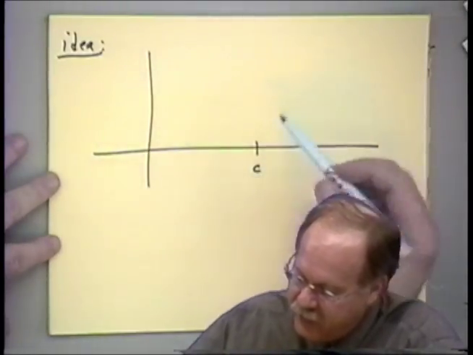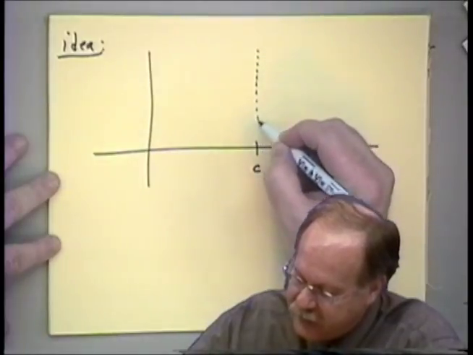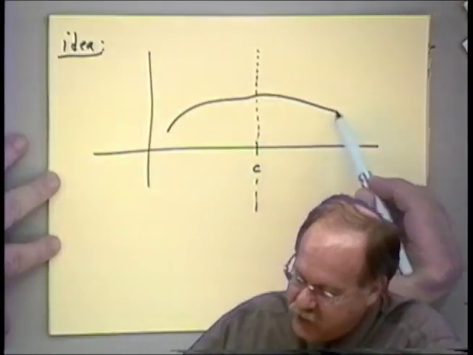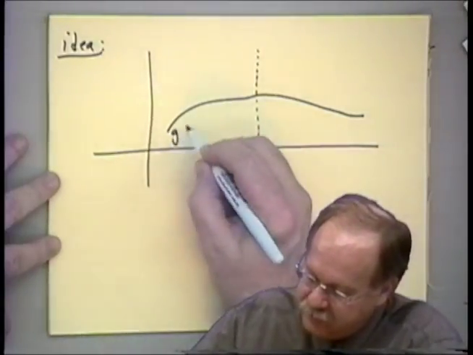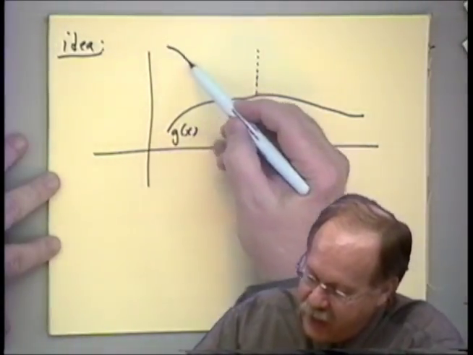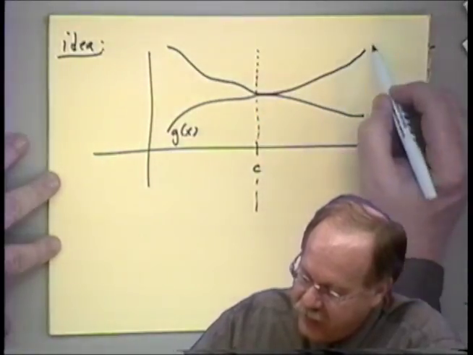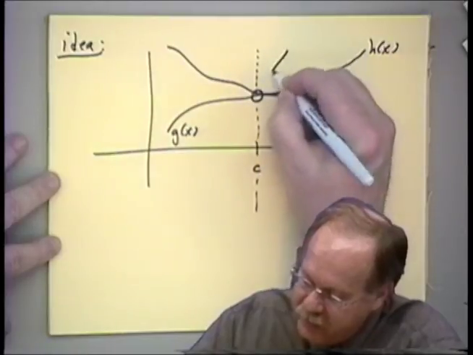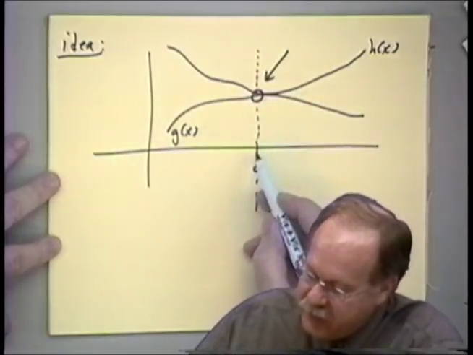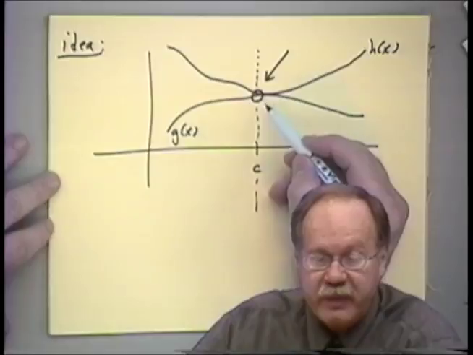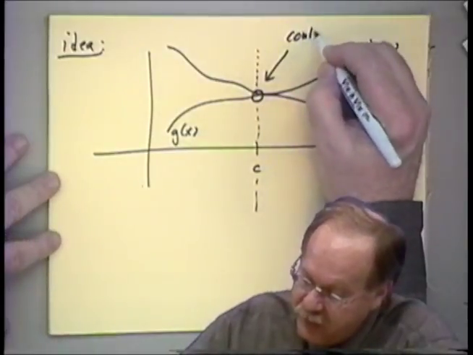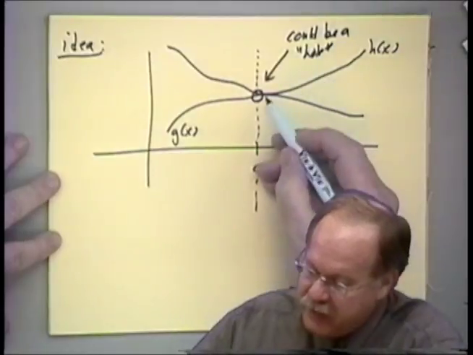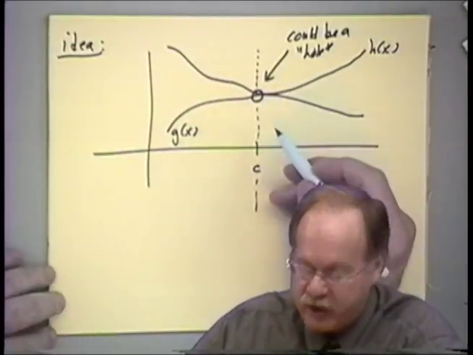three functions. So let me put a dotted line here so I know where c is. We have a lower function here, g of x. We have an upper function here, h of x, and their limit, and this point in the middle where their limit is as x approaches c need not even exist. This could be a hole, because the limit is all about the approach, not the destination.